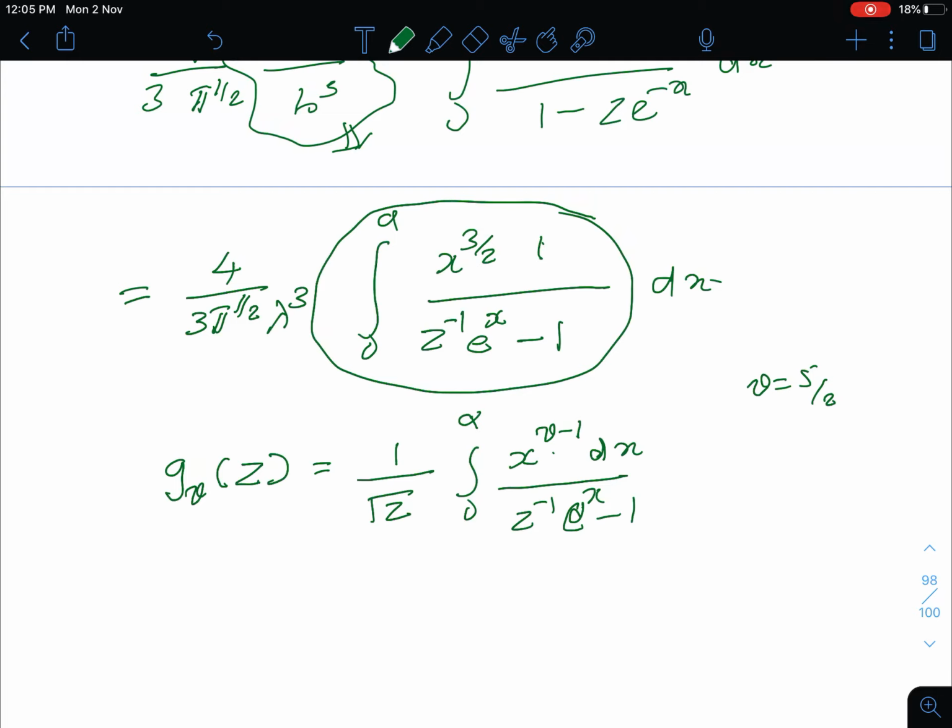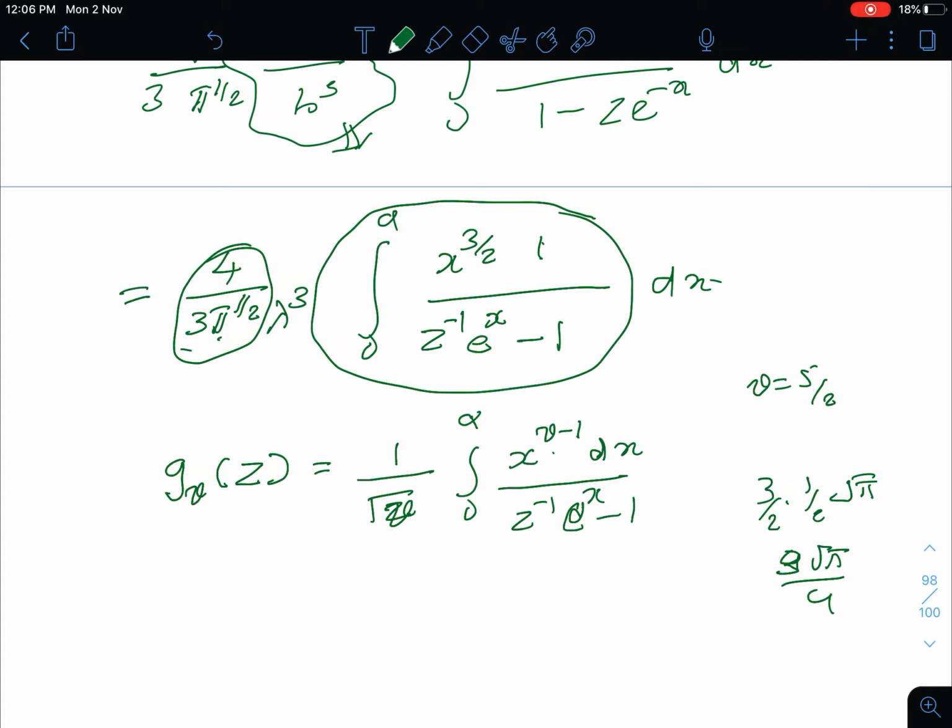Gamma nu should be gamma nu, not gamma set. What is gamma nu? Gamma 5/2. Gamma 5/2 is 3/2 gamma 3/2. Am I right? And that is 3/2 into 1/2 gamma 1/2. 3/2 into 1/2 gamma 1/2 is root pi. So that is 3 root pi by 4. You have it here. Good.